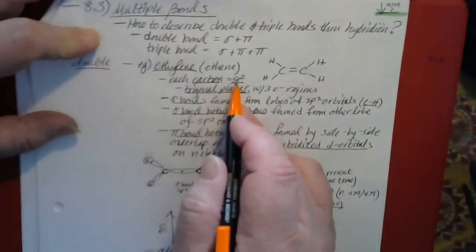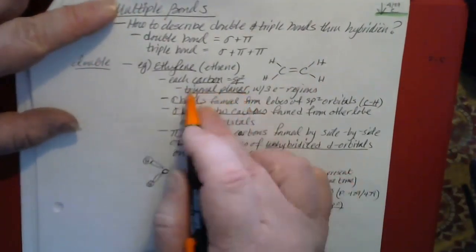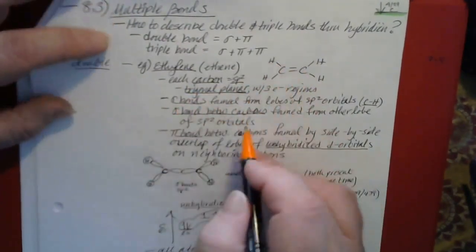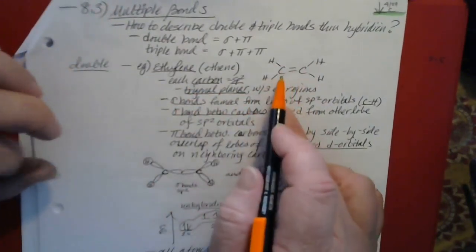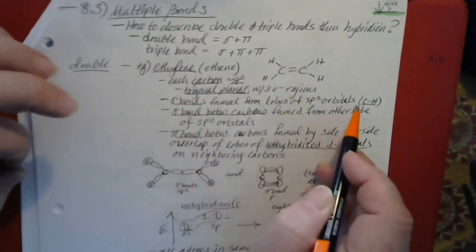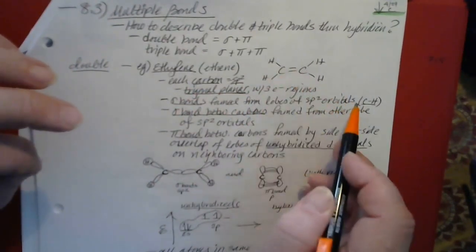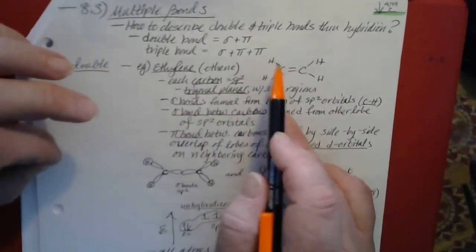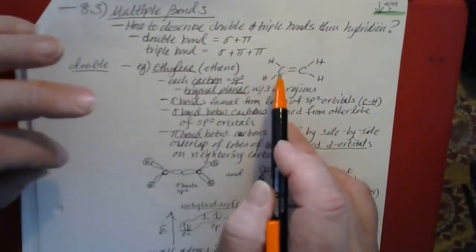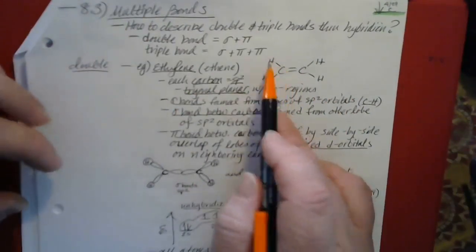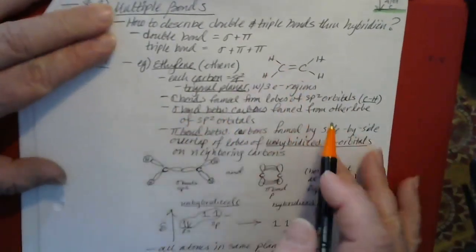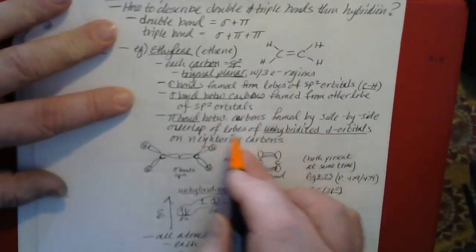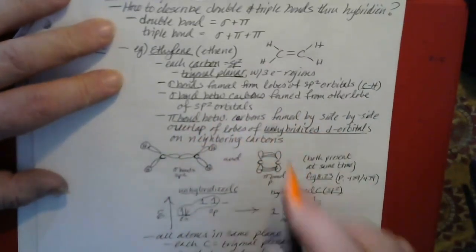So each carbon has sp2 type hybridization, which means each carbon is trigonal planar, 3 electron regions. There's a sigma bond formed between the lobes of the sp2 orbitals of each carbon, and also sigma bonds formed between the other two sp2 lobes and the carbon and hydrogen. Okay, the pi bond is actually formed by the side-to-side overlap of the lobes of unhybridized d orbitals.